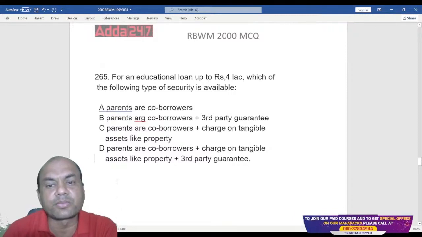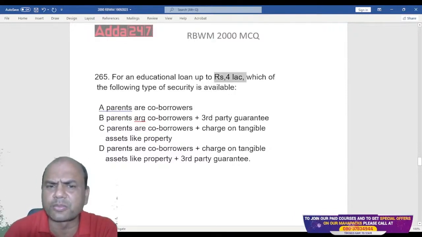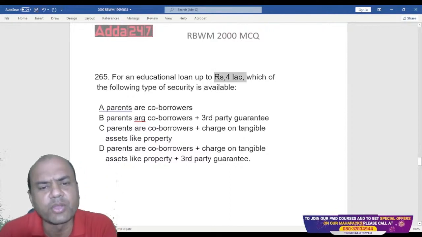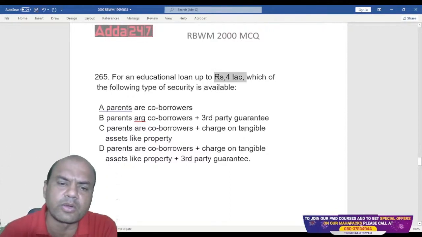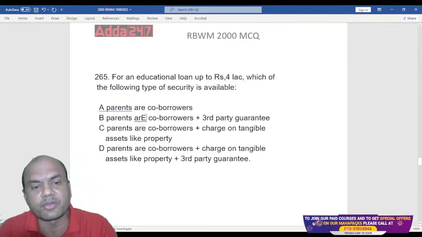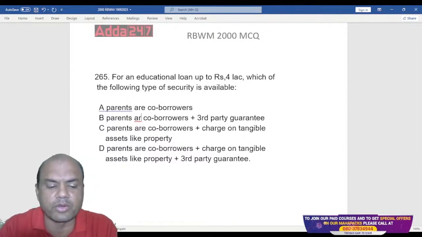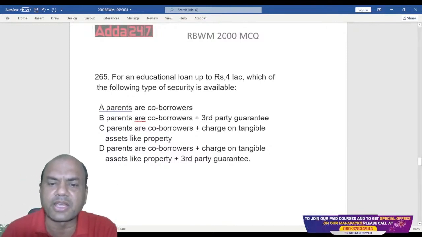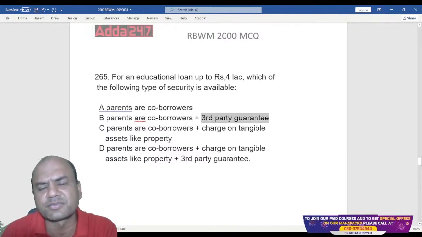For education loans up to 4 lakhs, which of the following type of security is available? Loan up to 4 lakhs, education loan. What is the security taken? Parents are co-borrowers. Parents are co-borrowers plus third party. Third party guarantor means someone else, some known person as a guarantor.